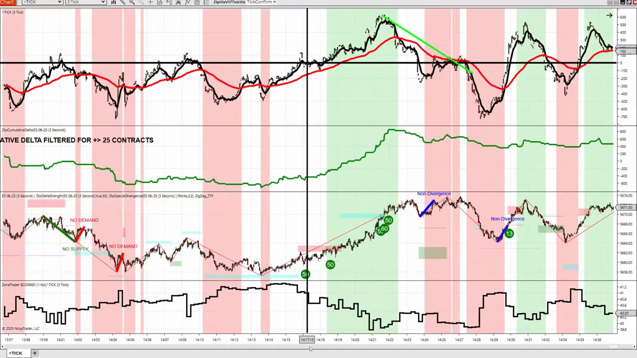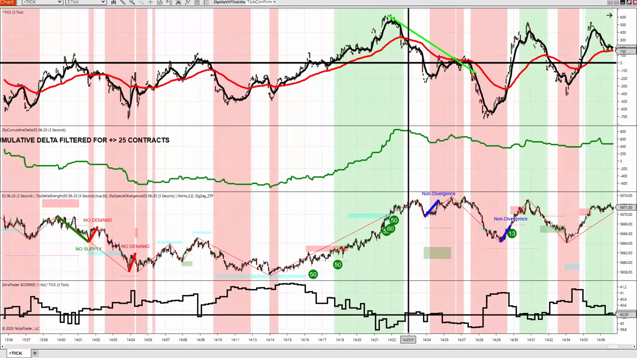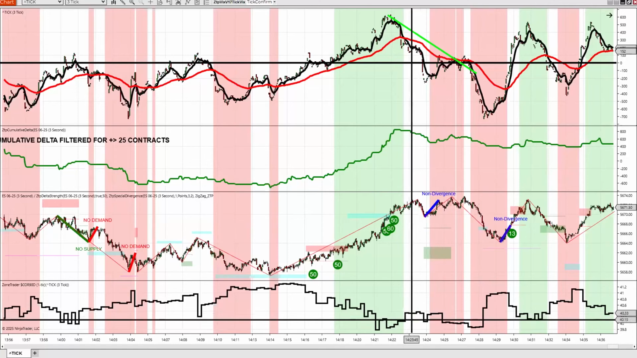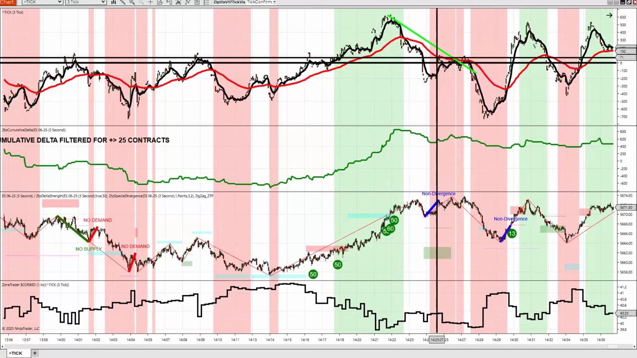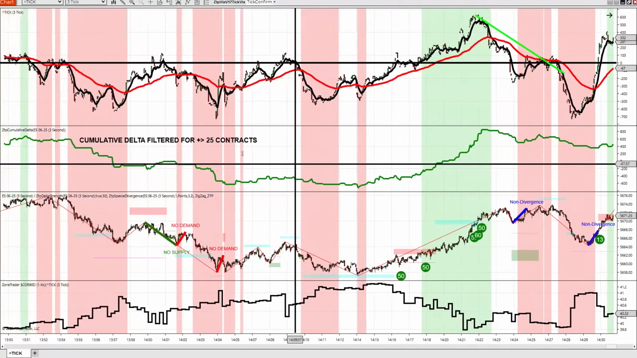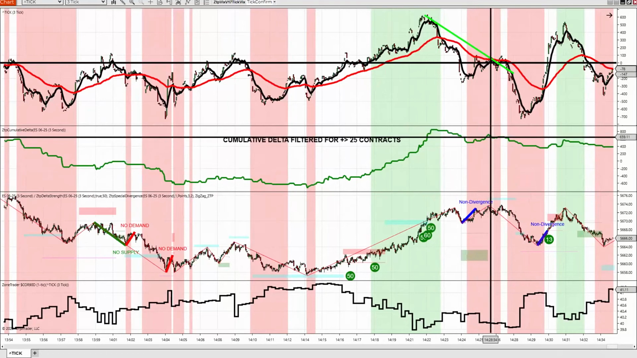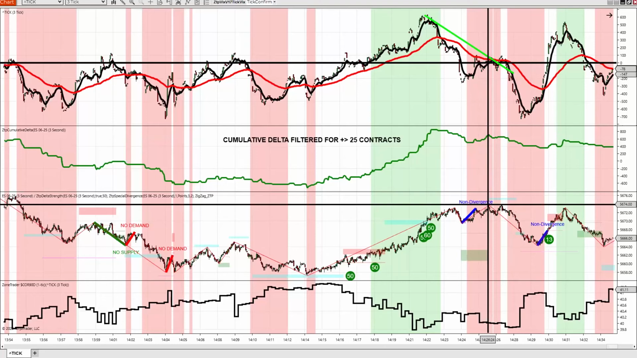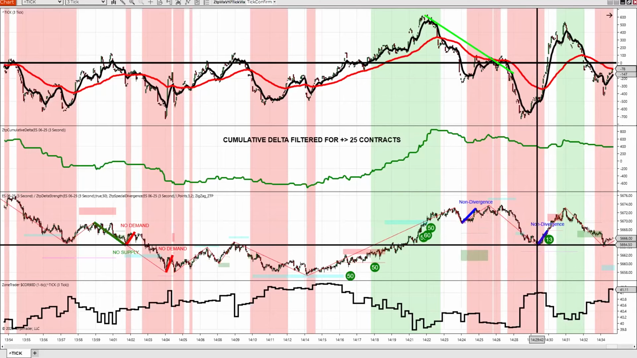What was also interesting going into this, again, I want to know what is happening with Core 90D. And we can see that the Core 90D was rising going into this. So we have the tick falling. We have our cumulative delta filtered for 25 contracts falling. And so we basically had a couple types of divergences going on, both tick and with the contracts of the filtered delta. And we traded from about 74 down to about 64, so about a nice 10-point drop.